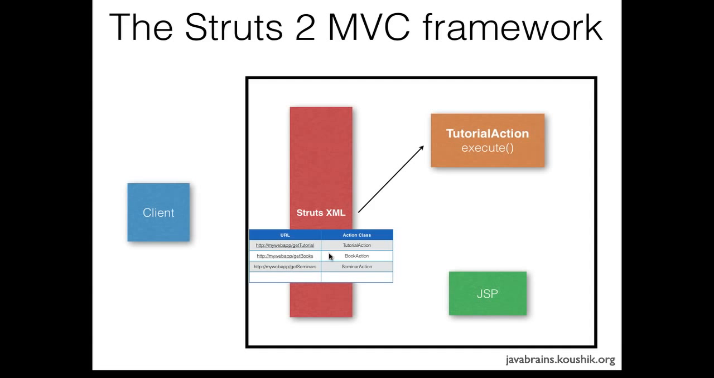We have a URL to the action class mapping. So this is happening fine now. Now the question is, what happens when the action class method is executed? Now this execute method completes.